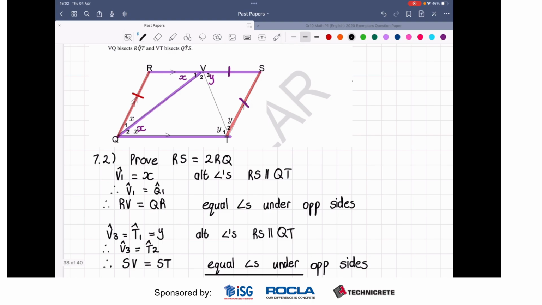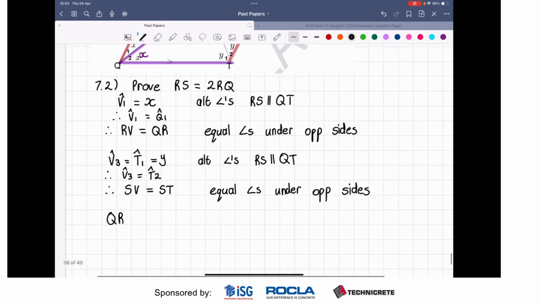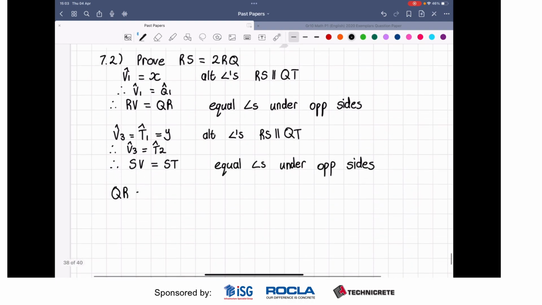Okay, so I've got that these two are equal and that these two are equal. But I also know that these two are equal because I was told that it's a parallelogram. So I know that QR is equal to ST, and I was given that. And that is opposite sides of a parallelogram.